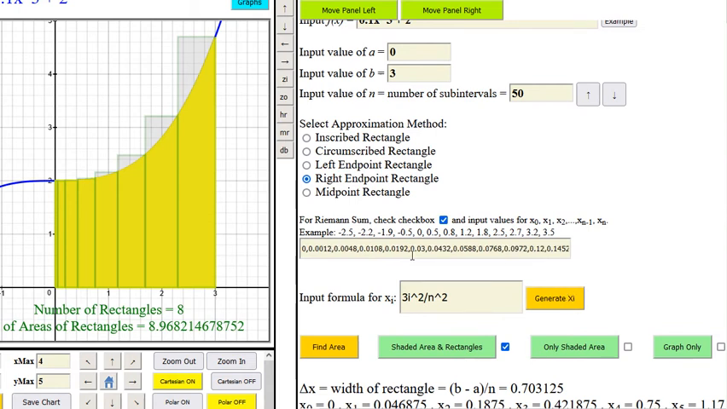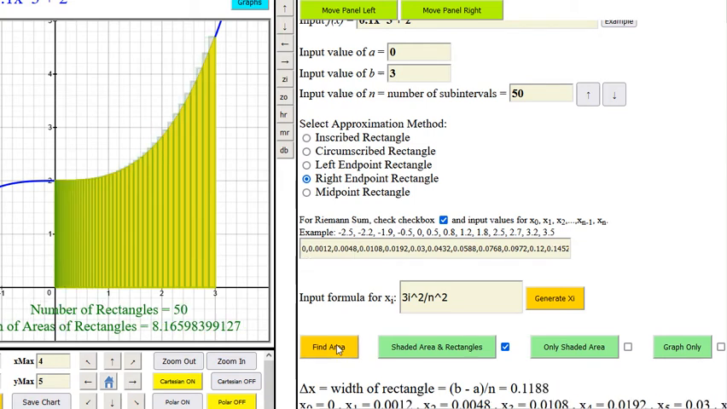And so first we need to find the x of i's. So this is the x of i's right here, and then get the area. And so this is 50 rectangles. And again, the last rectangle still has the highest width. And now we got 8.16.